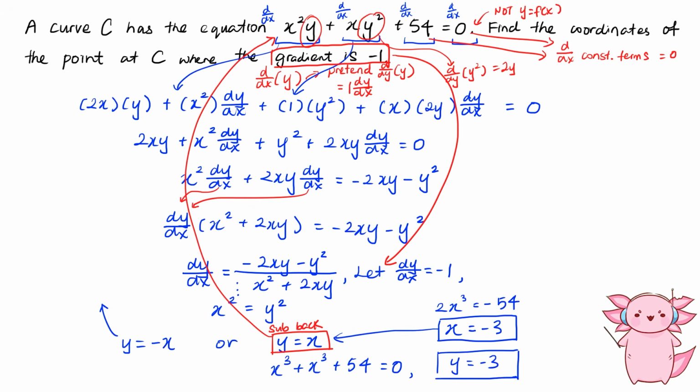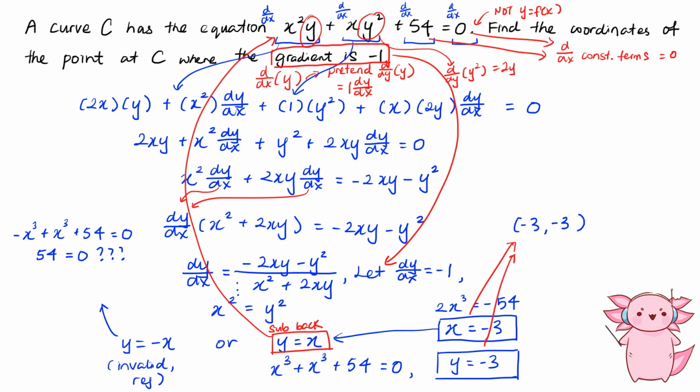For the other equation, subbing it in, we notice that 54 equals 0, so it's invalid, and we have to reject this, and the final answer is the point (negative 3, negative 3).